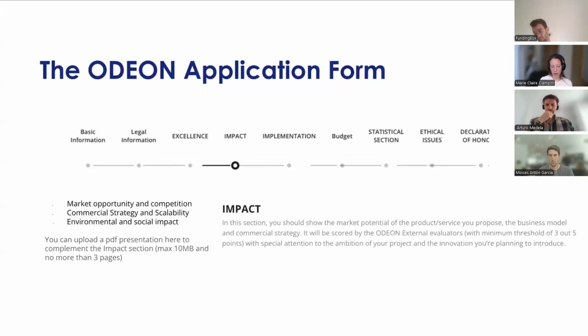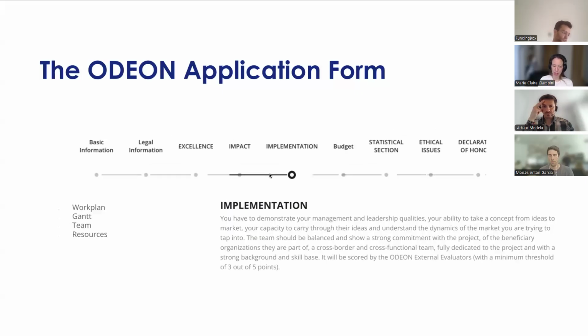The next section is focused on impact, and here we focus on market opportunity and competition. So what makes your service or application competitive? What is your commercial strategy? How do you see yourself scaling what you've proposed? And is what you're proposing environmentally and socially impactful? So these are the 3 criteria you need to address in impact. And once again, you can also add an additional PDF presentation to support the content that you're providing in the application form.